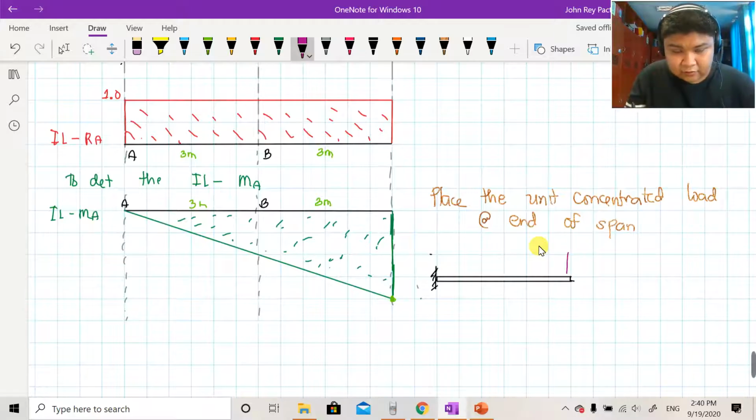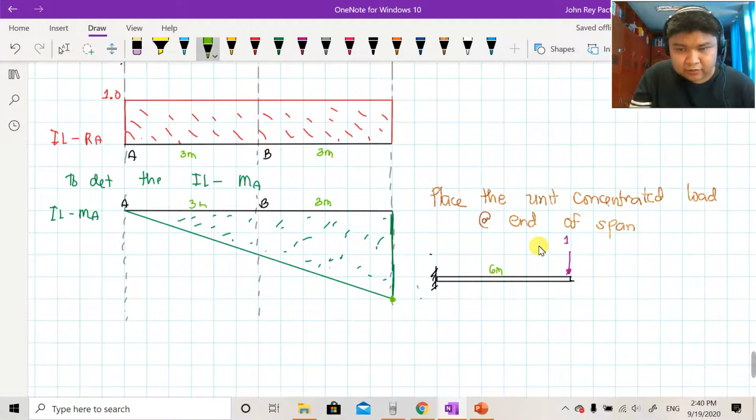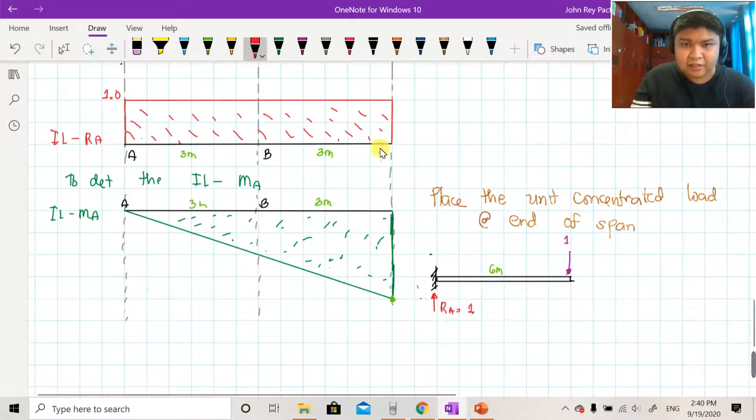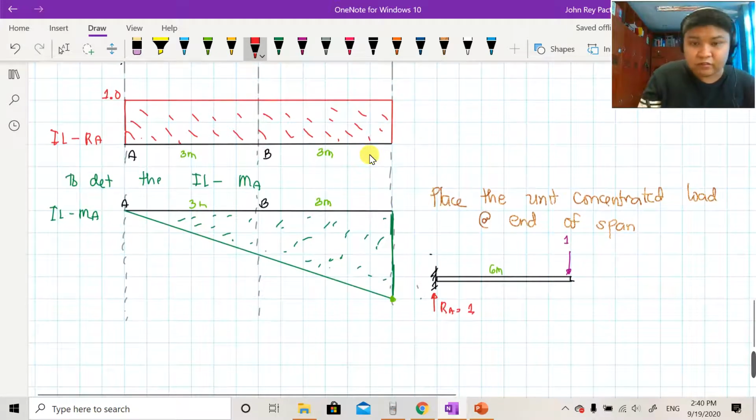So, here, this will be 1. And let me generalize this as 6 meters. The shear at A here is automatic, right? The shear or reaction at A is 1. Because you expect that if the load is at the end, this is still 1. My concern now is the moment, right?